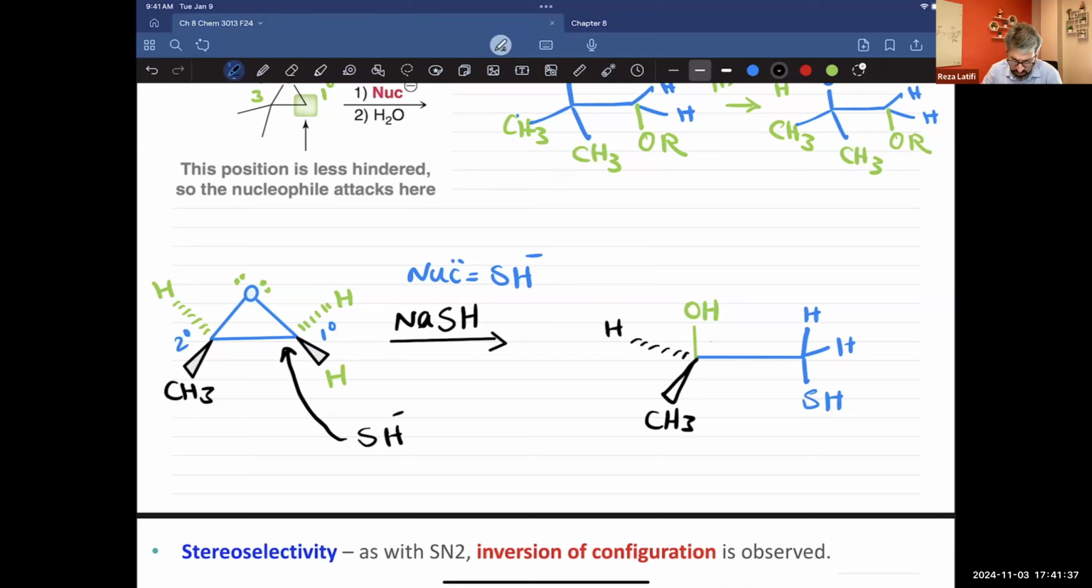Okay, let's prove it. Here this one is 1, then this is 2, and that one is 3. Now what's the configuration for this one? This is going to be R configuration. Let's check this one. This is 1, 2, and 3. Again, the rotation will be clockwise, so this is R configuration. Because we attacked a carbon with less substituent, and that carbon has only two hydrogens, which were identical, we did not actually have a stereocenter. So the configuration of the left carbon did not change.